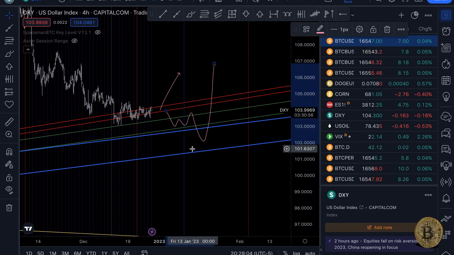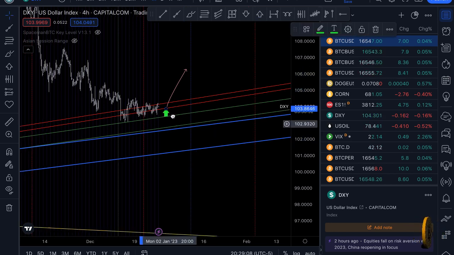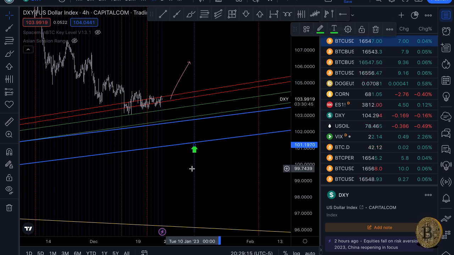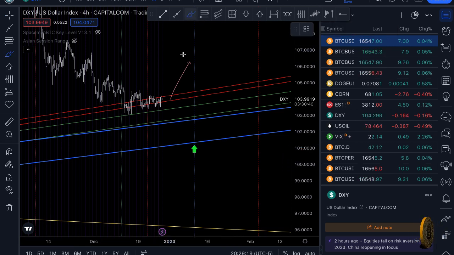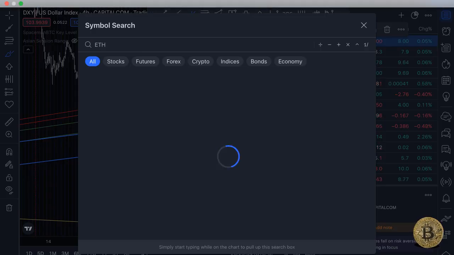So maybe we see that happen right around here, right exactly where that blue line comes in, which is early January. Lines up with my bias on the other stuff. I think that the first quarter of 2023 is going to be bullish. So a dollar going down is confluence with that. Let's quickly look at ETH.